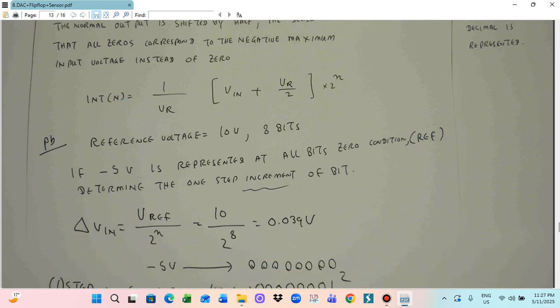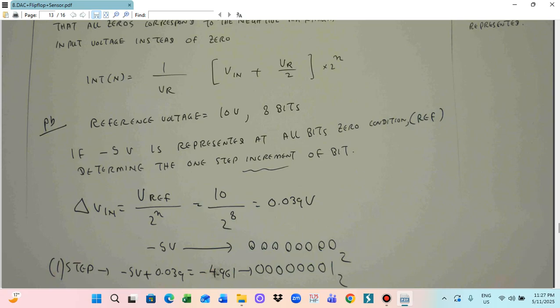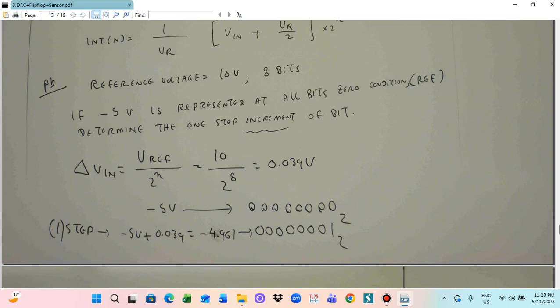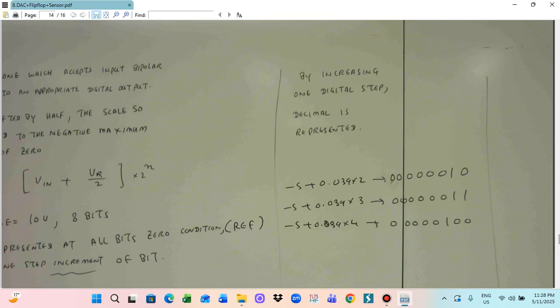m. So in this case, our reference voltage is 10 volt, 8 bit. So if minus 5 volt is represented at the all zero condition, determine the one step increment of it. So the step Vn equal to V reference by 2 power n, so 10 divided by 2 power 8, so 0.0394. So in this case, minus 5 volt is the starting point. The one step means minus 5 plus 0.039, so that will be the one step, 4.961. This is the step voltage we can calculate.